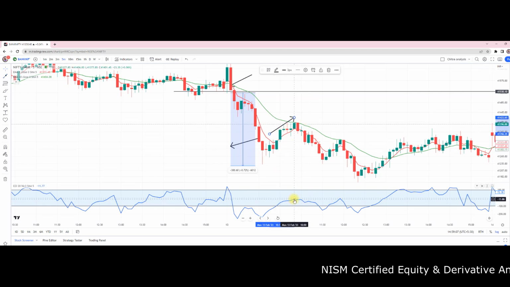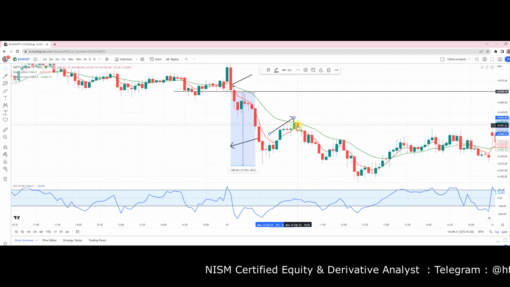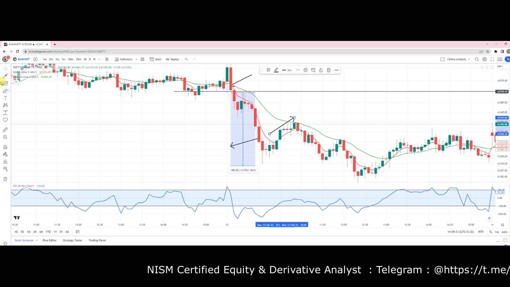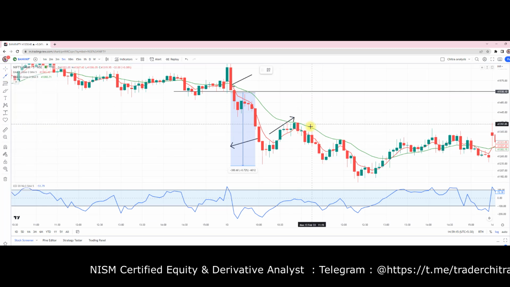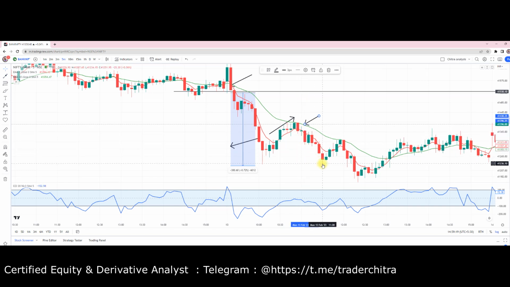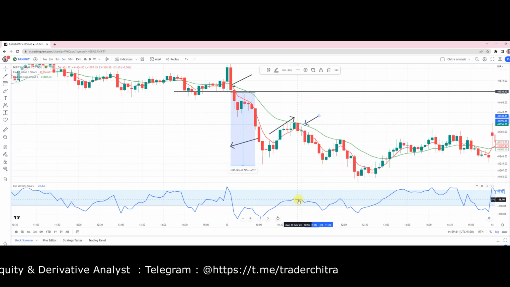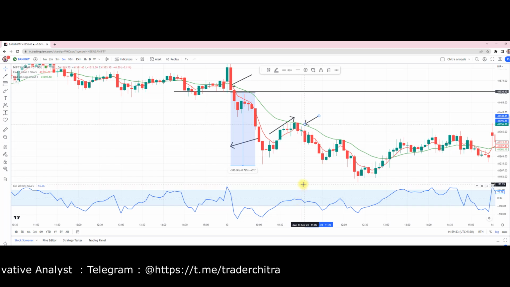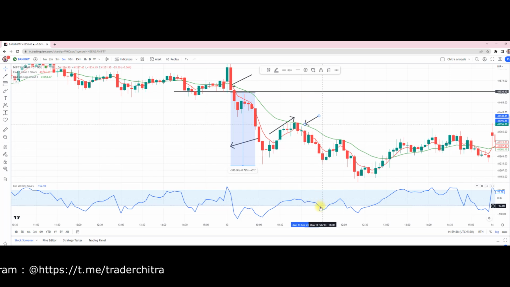What happened? Once the CCI touched 50, here we got the rejection from the EMA. So here also we can enter into the short trade. Once we booked our first short trade, this is the second entry to enter into the short trade again. After that, CCI is not able to go above 50, and we can see that CCI is coming from 50 to the minus 100 level. So this is how we can enter into intraday trading also.